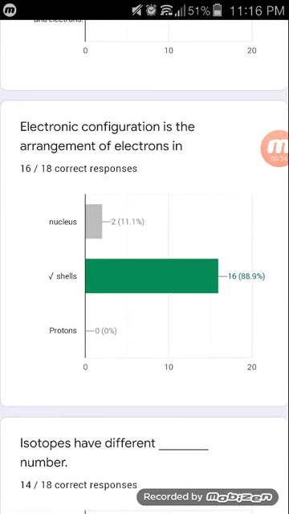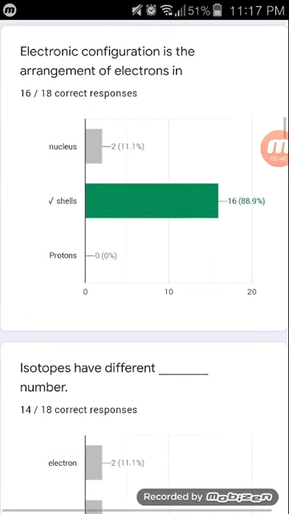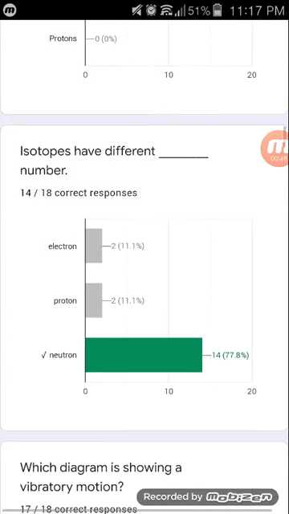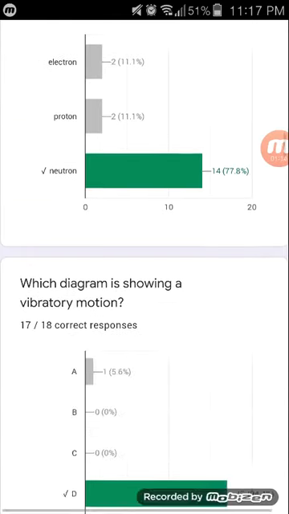Then, electronic configuration is the arrangement of electrons in where? Some people selected that the electrons are arranged in the nucleus. Let me clarify here that they are not at all arranged in the nucleus. Then isotopes have different numbers of dash. Some of you selected protons and electrons, but mostly people selected neutrons. And neutron is that subatomic particle which makes the different types of a single element, and we physicists, we chemists, we being scientists, call them isotopes.